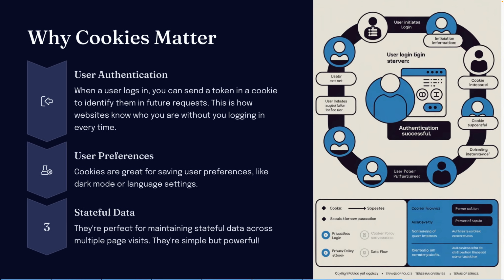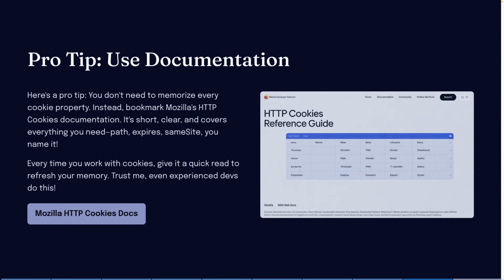First one is user authentication. When a user logs in, you can send a token in a cookie to identify them in future requests. This is how websites know who you are without you logging in every time. And user preferences. Cookies are great for saving user preferences like dark mode or language settings. Stateful data. They are perfect for maintaining stateful data across multiple page visits. They are simple but powerful.